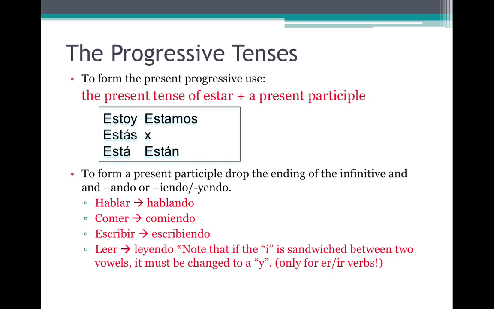Another reason why we might use a progressive tense. The office calls me and I say, Angelina's taking a test right now. She is testing. I'm going to emphasize it. She can't go to the office. So we're going to use the present progressive to emphasize.